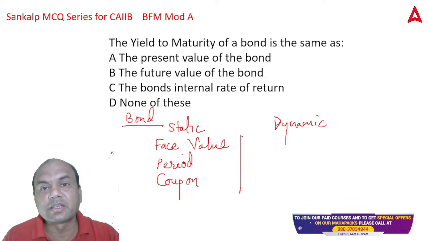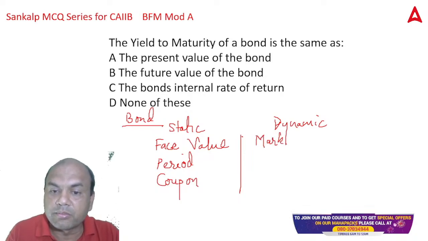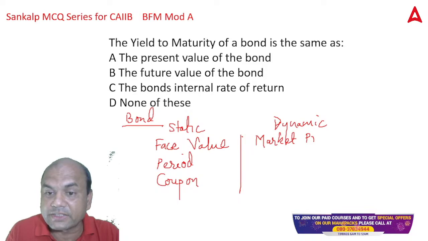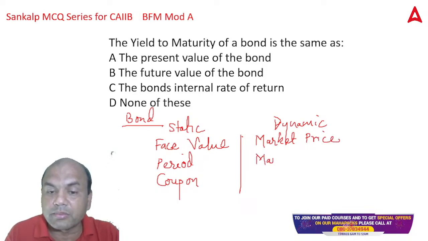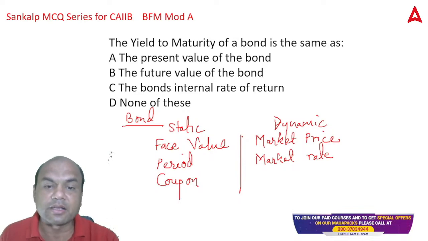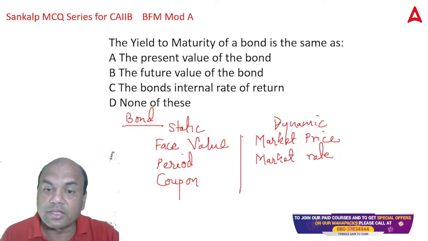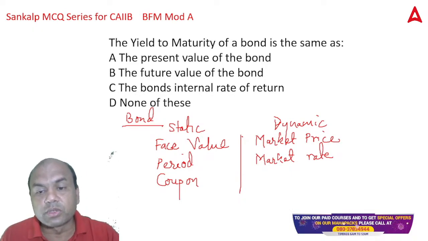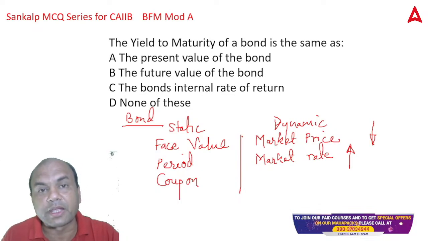Which are the dynamic ones then? Dynamic means first one is market price, the price of the bond. And the second one is market rate. Both are market. So these 2 are dynamic, meaning both of them will change. Now there is a rule to this. If the market rate goes up, the price will go down. If market rate goes up, the price will go down.